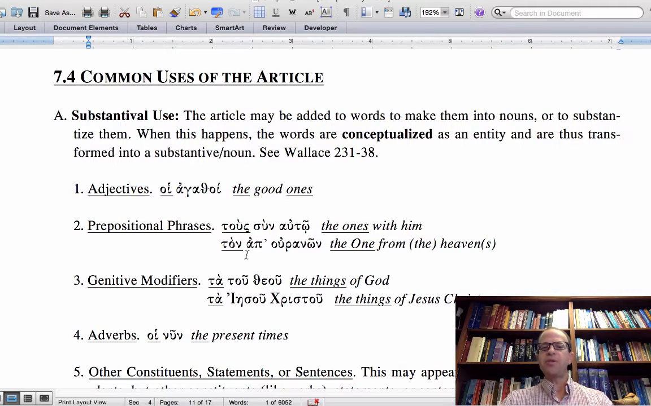Now there's some common uses of the article that we can consider now. First is the substantival use of the article. Remember that a substantive is something that is made into a noun or functions like a noun. You can take an adjective, prepositional phrase, even an adverb, add an article in front of it, and you basically substantize it. And you conceptualize that modifier into a nominal entity. And here are some examples.